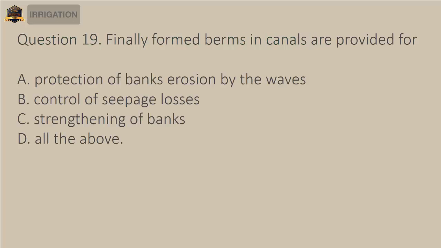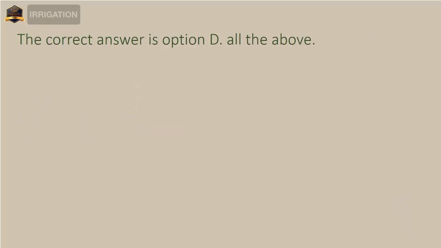Question 19. Finally formed berms in canals are provided for A. Protection of banks from erosion by the waves, B. Control of seepage losses, C. Strengthening of banks, D. All the above. The correct answer is option D, all the above.